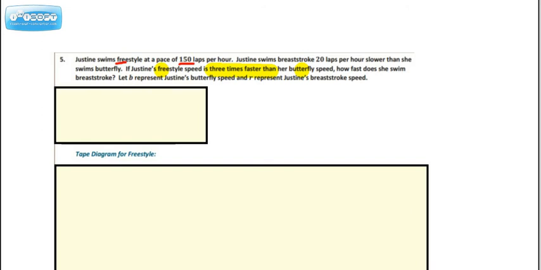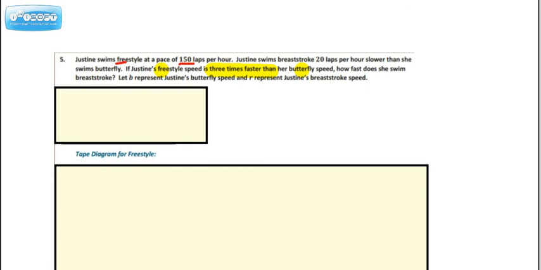Now the thing we're going to work on first is figuring out the butterfly, and we'll do the breaststroke after, because they give us a clue that ties in the freestyle with the butterfly, and the clue I have highlighted in yellow. We know that Justine's freestyle speed is 3 times faster than her butterfly speed, and we do know her freestyle speed is 150 laps per hour.